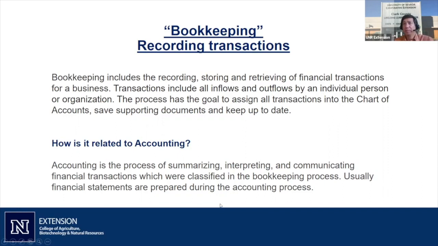How is it related to accounting? Accounting is the process of summarizing, interpreting, and communicating financial transactions, which were classified in the bookkeeping process. Usually financial statements are prepared during the accounting process.